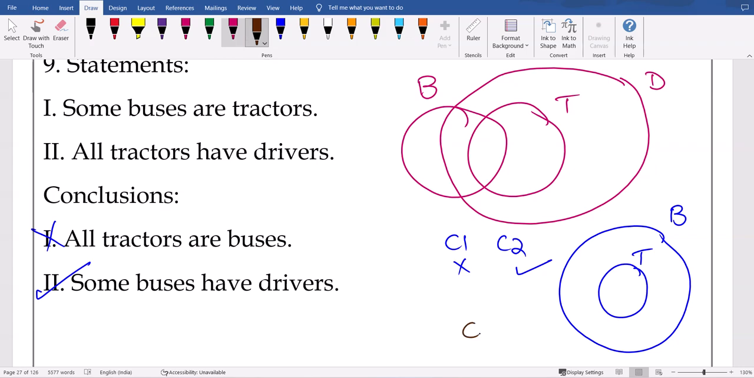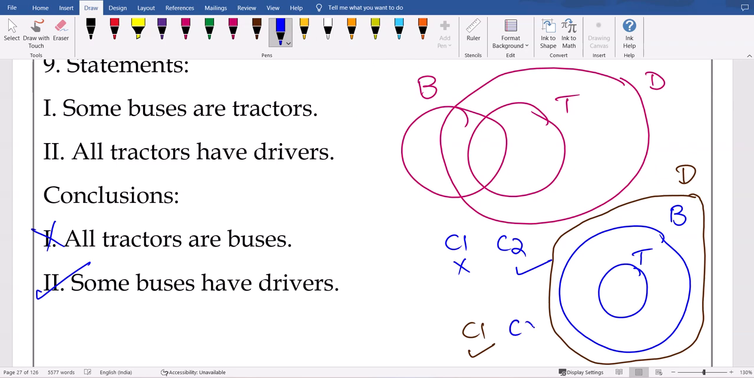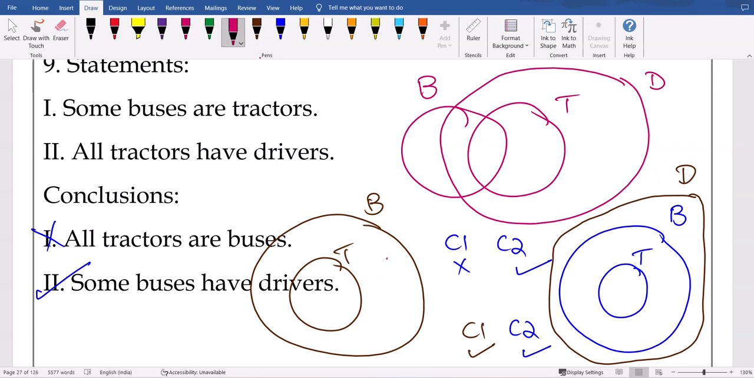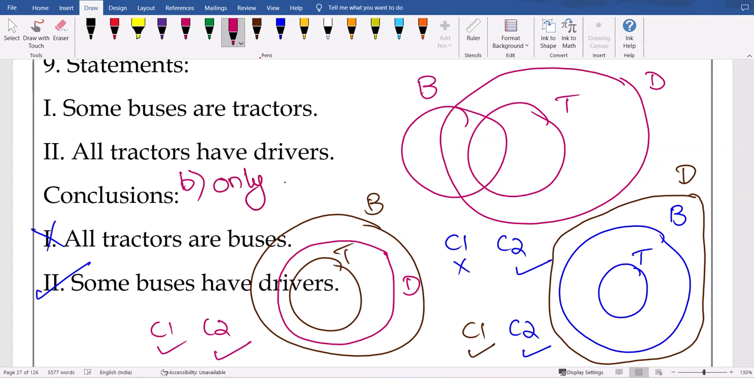So here the first one is true. Then all tractors are drivers. I can put this D inside B or outside B also, no problem. Now, all buses have drivers, so you find some can be taken. Whenever all is there, some is granted. So the second one is true in both diagrams. Some people argue, I draw like this: some buses are tractors, all tractors are drivers. Fine, there are many ways, many possibilities. But I am sure the second one is true in all diagrams. But the first one failed in one diagram, and they did not use the word possibility. Then we have to remove that first one. The answer is option B: only conclusion two follows.